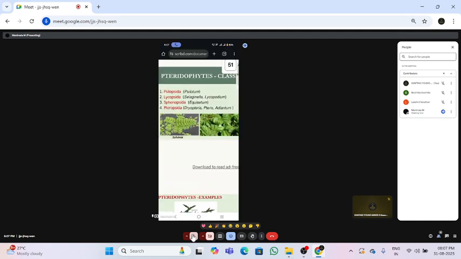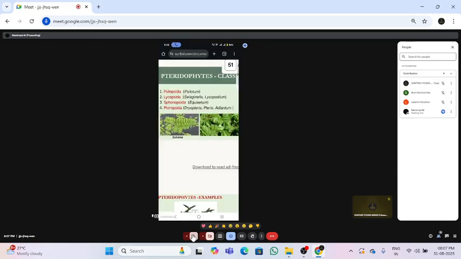What is biflagellated? They have two flagella. Examples are Selaginella and Lycopodium. And what is multiciliated? They have cilia, hair-like structures present around the body. Examples are Dryopteris and Equisetum, which have such conditions. Next, the archegonium, the female reproductive part, we are going to discuss.